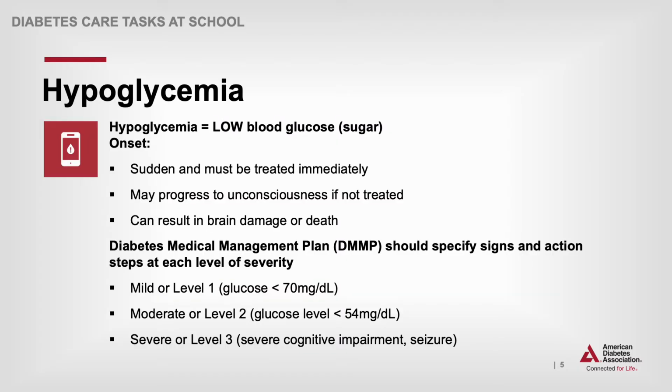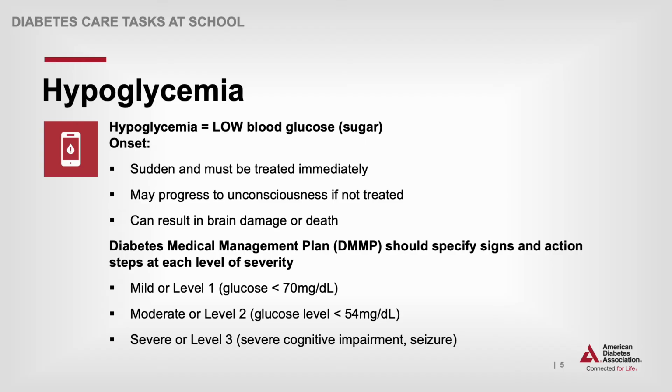Hypoglycemia is a low level of glucose in the blood. The onset of hypoglycemia is sudden, usually mild, but will progress if not treated. Hypoglycemia may even progress to symptoms of unconsciousness and seizures, and if it's not treated, can lead to brain damage or death. The Diabetes Medical Management Plan, or DMMP, should specify signs and action steps for each student at each level of severity of hypoglycemia.